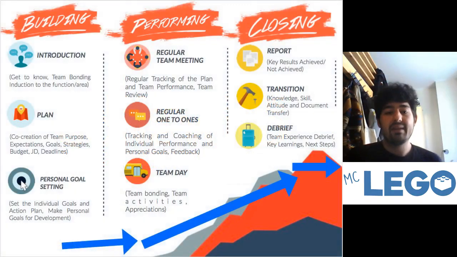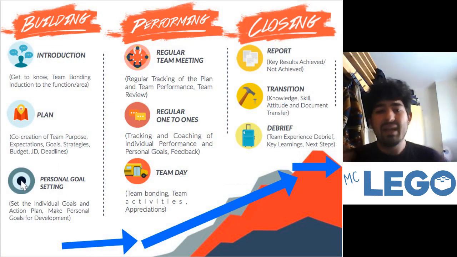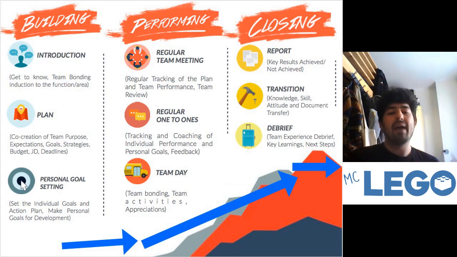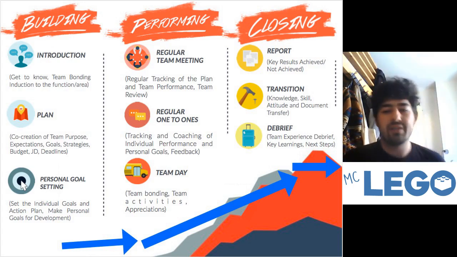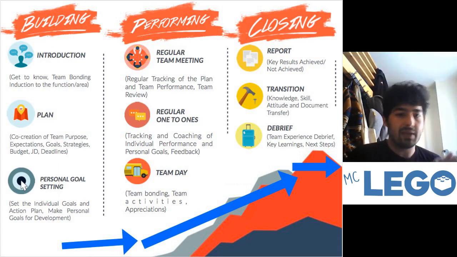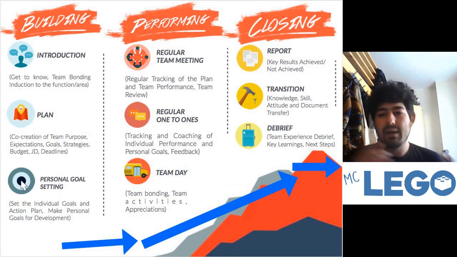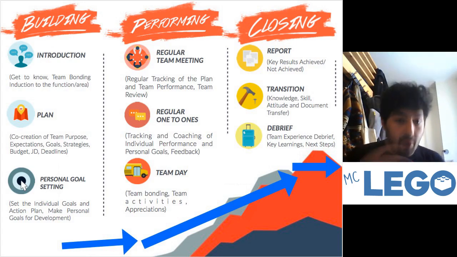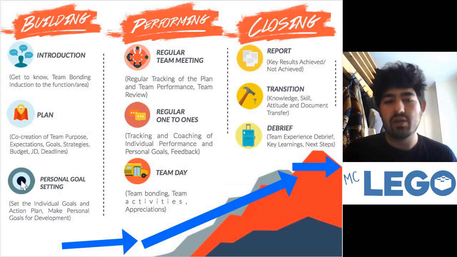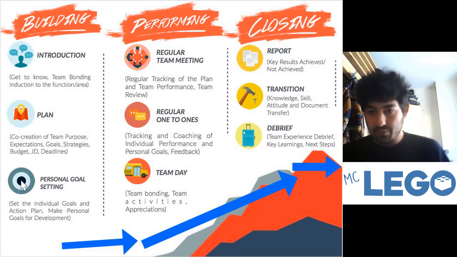The team standards themselves are divided in 3 phases. So we have 3 phases of the team that we are managing, which are the building, performing, and closing. And inside each of those phases, we have a different set of standards that we need to act upon. So for example, starting with building, what we need to ensure is that everybody in the team has the proper introduction, meaning that they get to know the team, they get to know each other, they bond, and they get induction to the function/area so that they know what they are supposed to do.